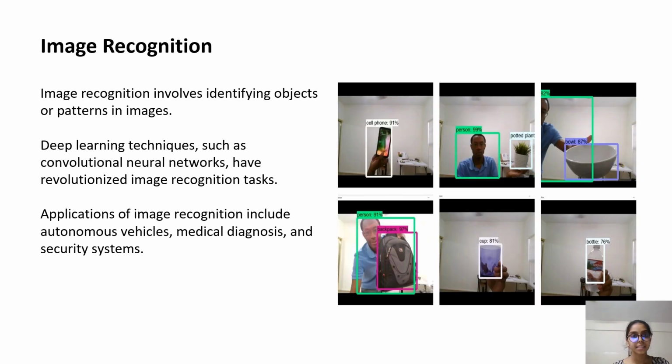Image recognition. Image recognition involves identifying objects or patterns in images. Deep learning techniques such as convolutional neural networks have revolutionized image recognition tasks. Applications of image recognition include autonomous vehicles, medical diagnosis, and security systems.